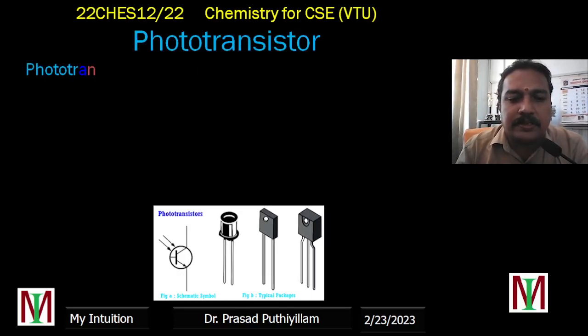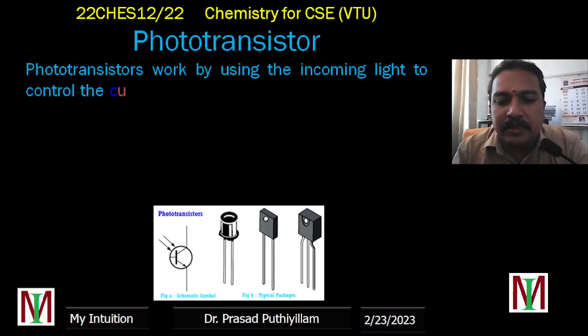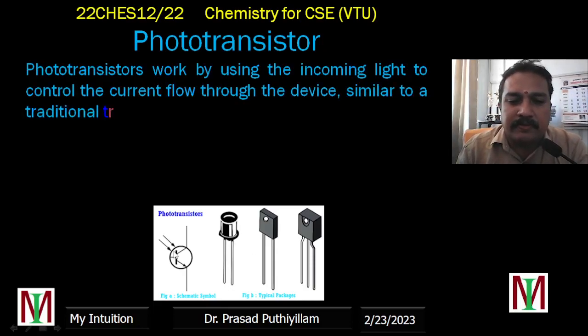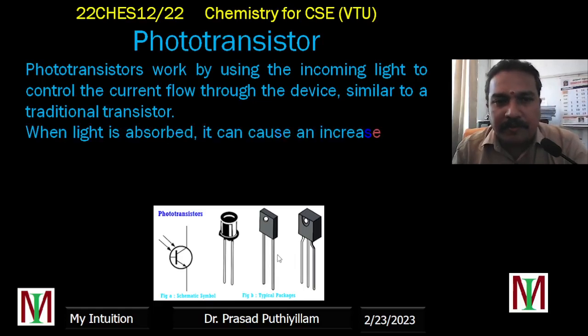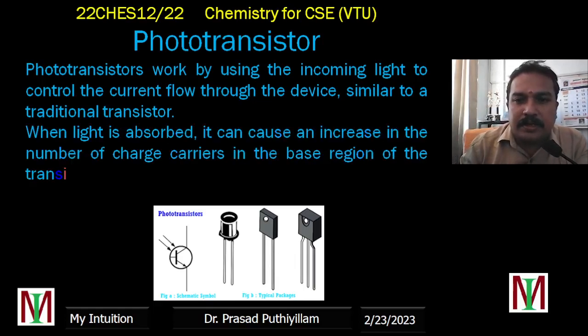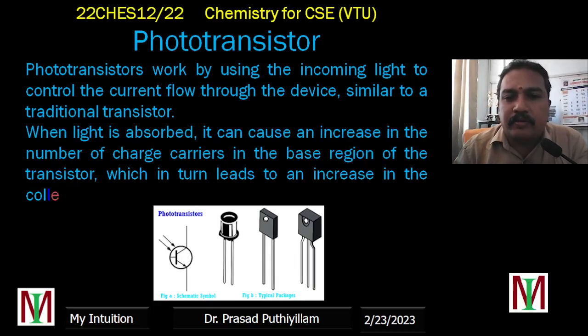A photo transistor, the images are given here. The schematic symbol is given in the first image, and some of the typical photo transistors which are available in the market, their images are also given. They work by using the incoming light to control the current flow through a device similar to a traditional transistor.